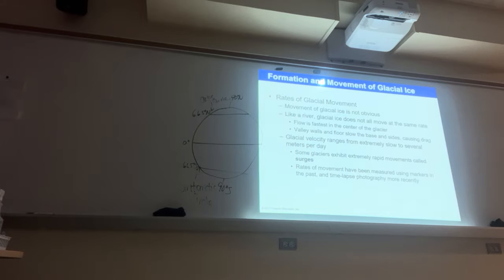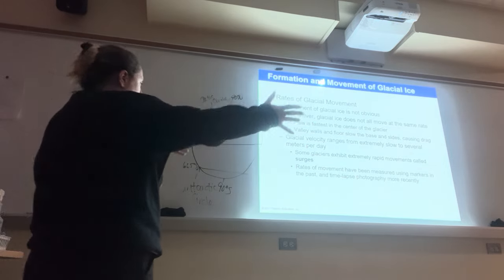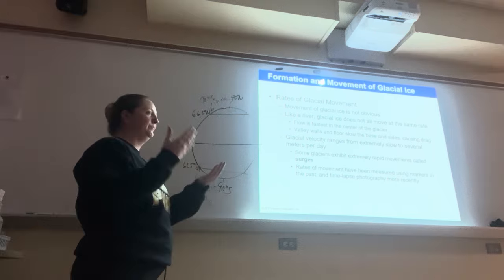So I could just describe to you. So just like a river, it's going to flow fastest in the middle where there's the least resistance, the least friction. If you're rubbing against or scratching against rock on the walls or on the bottom, you're going to be slowed down.